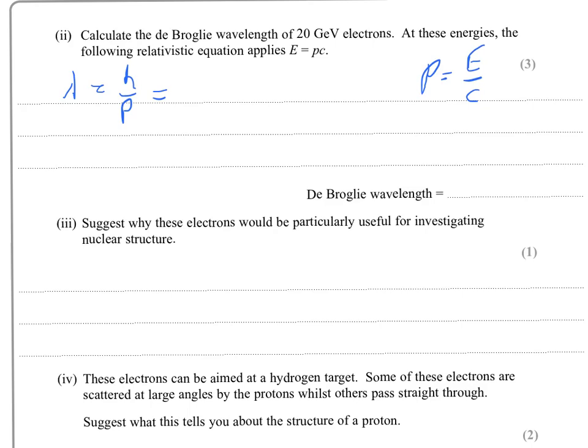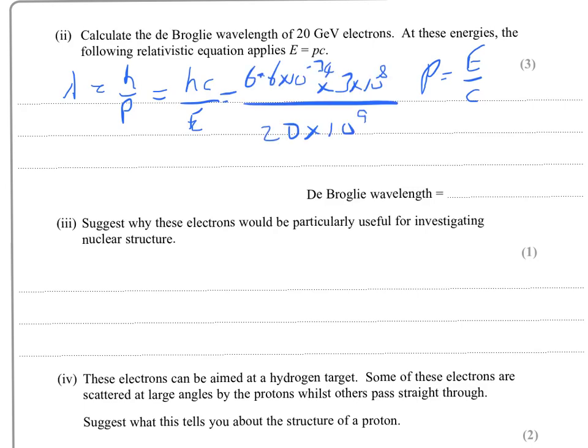We're going to get hc over E, just subbing that in. So we've got 6.6 times 10 to the minus 34 times the speed of light divided by 20 giga.